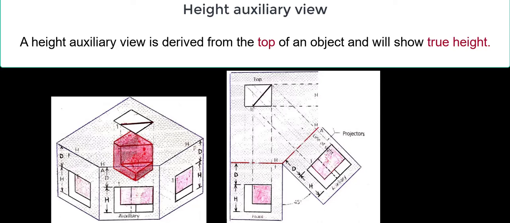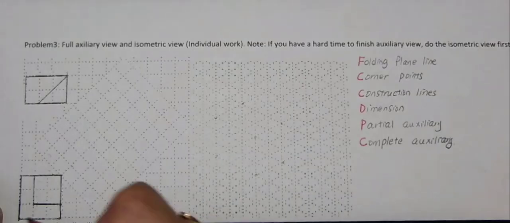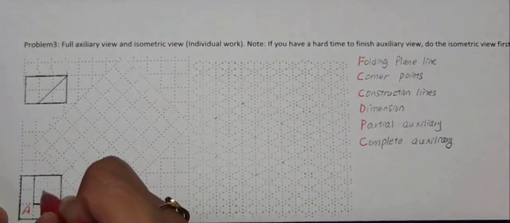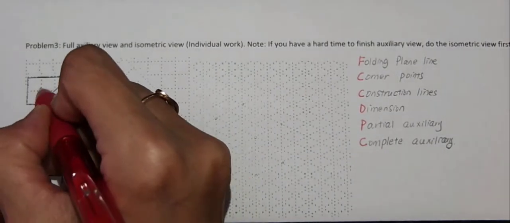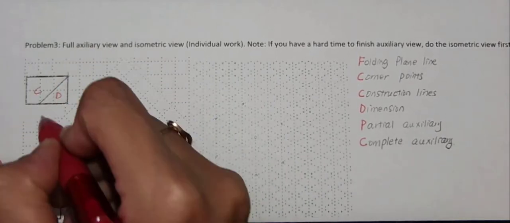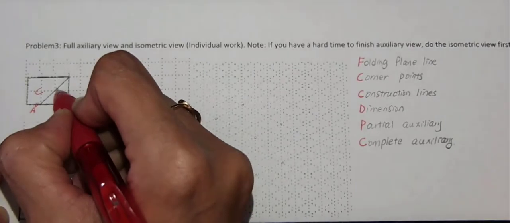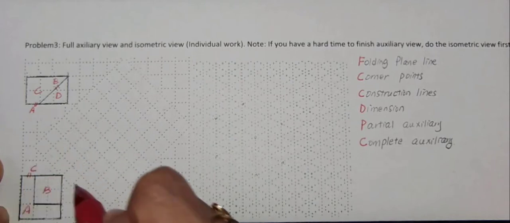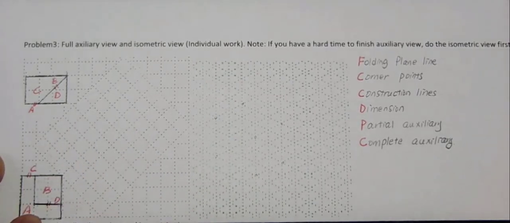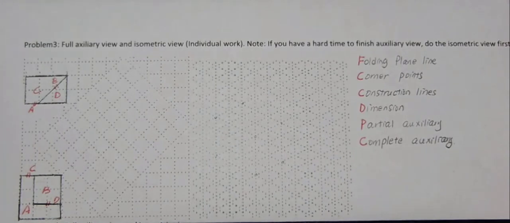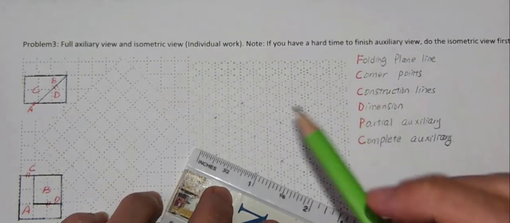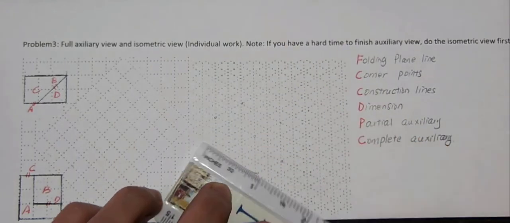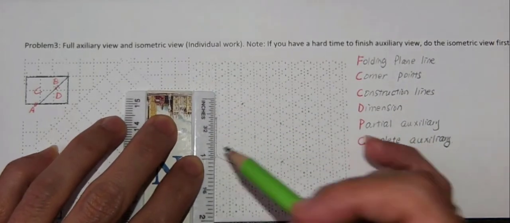Auxiliary view. A height auxiliary view is derived from the top of an object and will show true height. Let's use letters to label all the visible surfaces in the given views, and then use the line and surface relationship to find out where they are in the front and the top views. After it, we are going to count the dimensions so that we can draw the same size glass box in the isometric view. This object is 3 units wide, 3 units high, and 2 units deep.